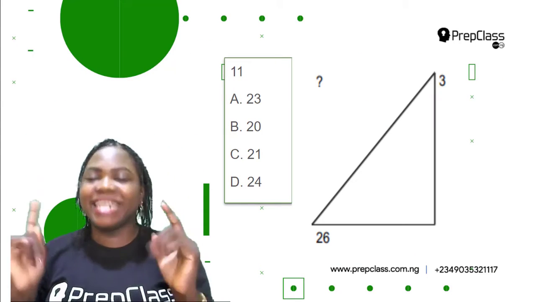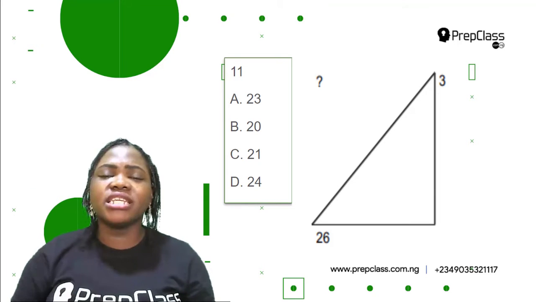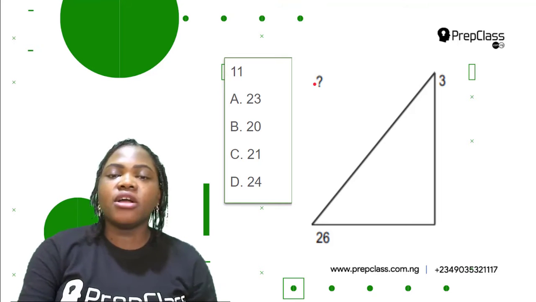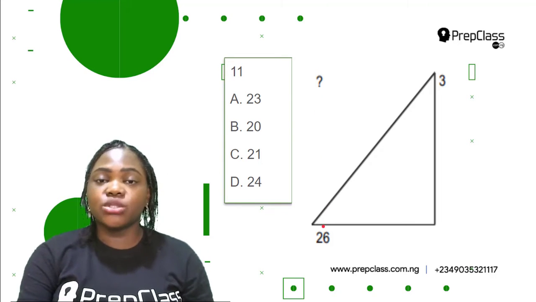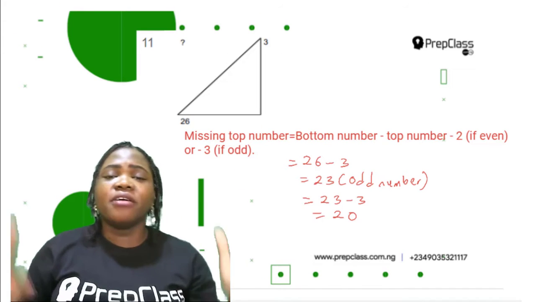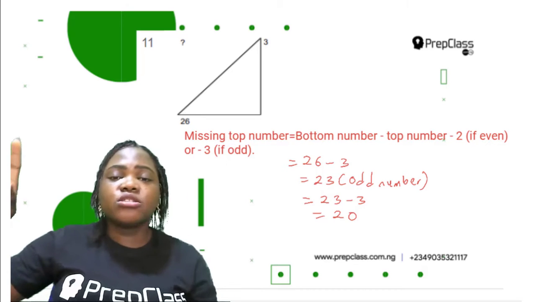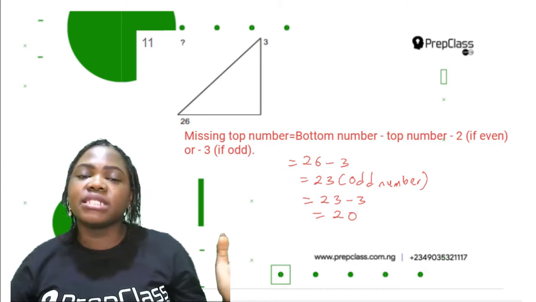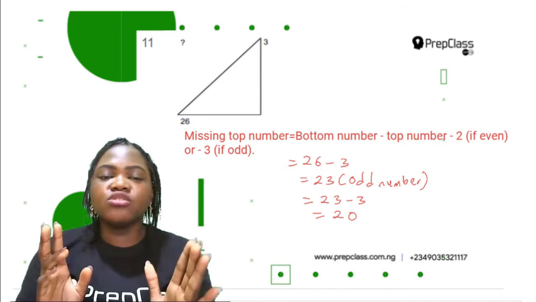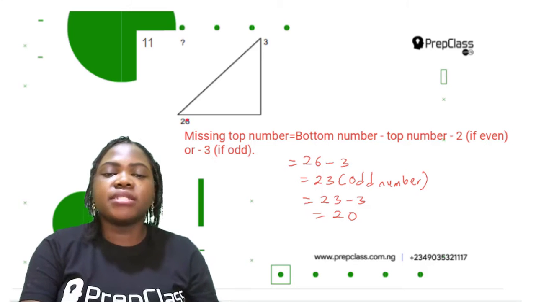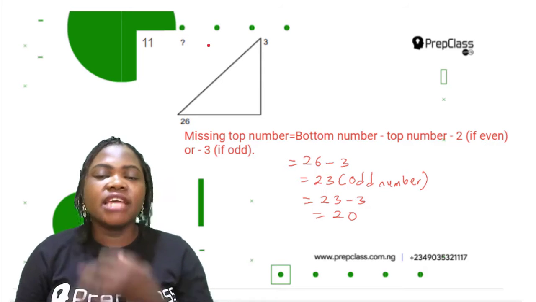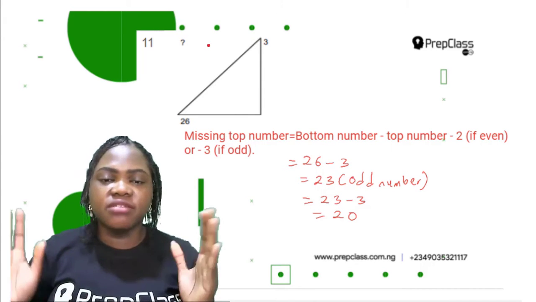So now let's go ahead and answer the question. The first question in this video is question 11. We're given one of the top numbers. The second top number is missing, and then the bottom number is 26. So how do we do this? Remember, to get the bottom number, find the sum of the top numbers. Add 2 if it is an even number, or add 3 if it is an odd number. But in this case, we are asked to find the missing top number. So we are going to do bottom number minus the given top number, then minus 2 if the answer is even, or minus 3 if the answer is odd.